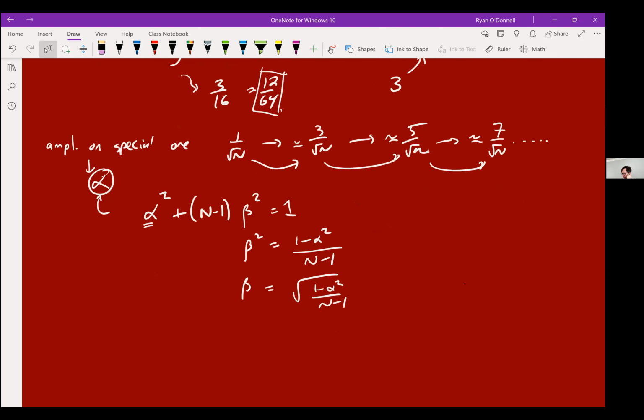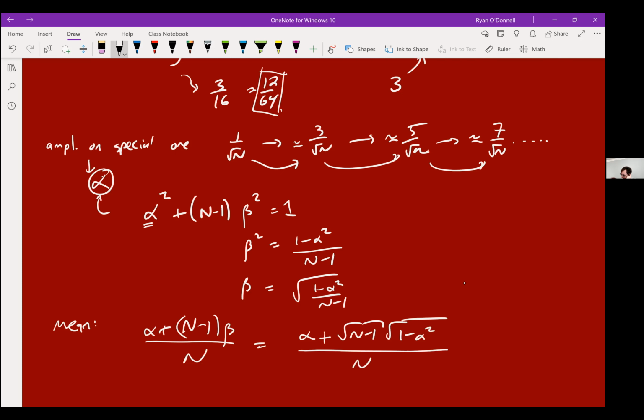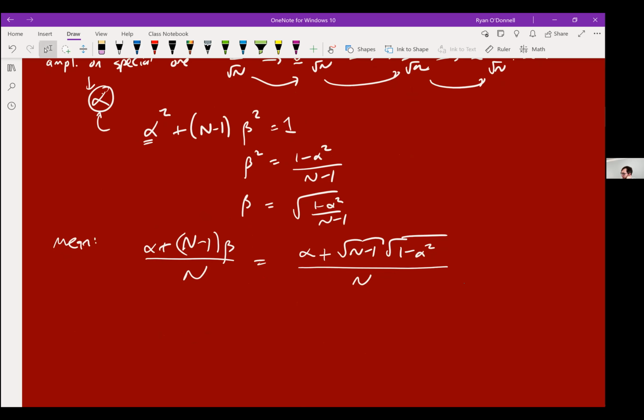And then, yeah, it's starting to look not super enjoyable. I guess you'd say the mean is then alpha plus n minus 1 times beta over n. It's not too bad: alpha plus, if I multiply this out, root n minus 1 times root 1 minus alpha squared, over n. Yeah, and then you're like, oh, okay.